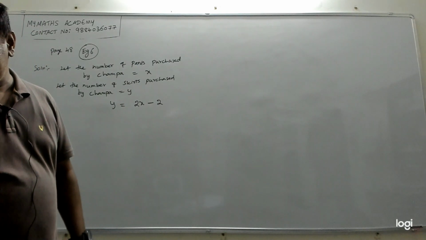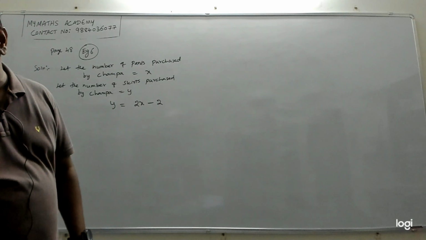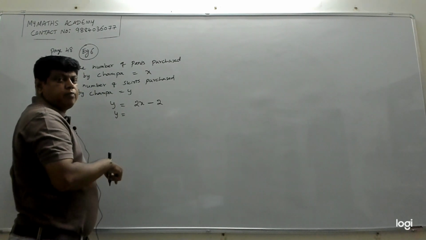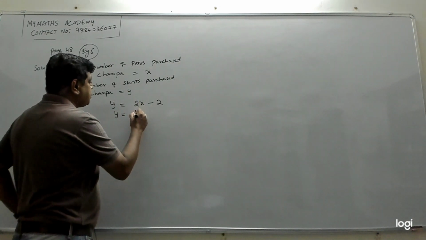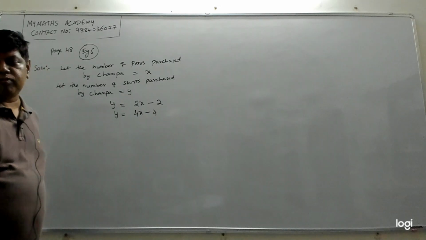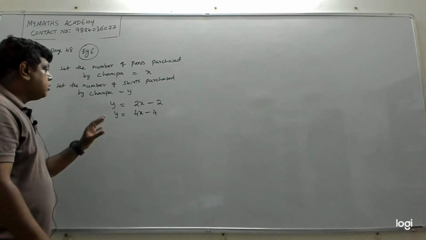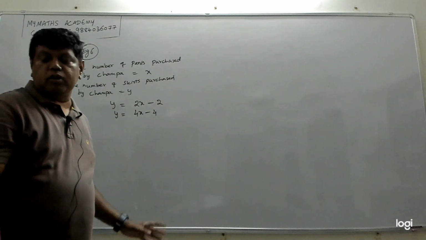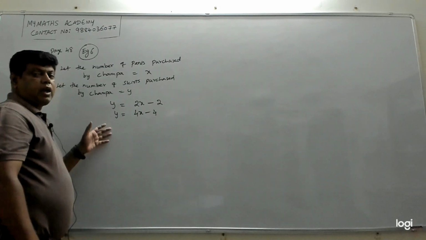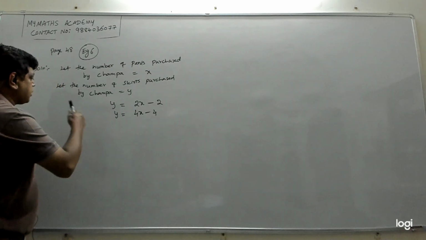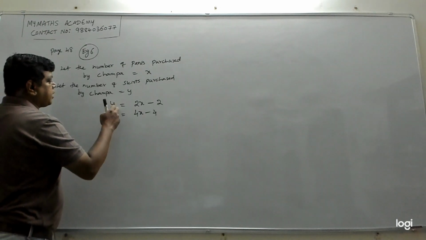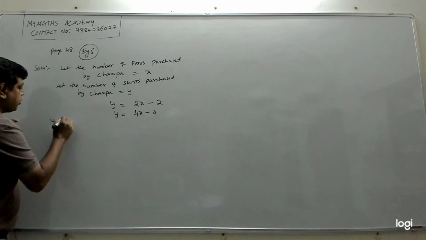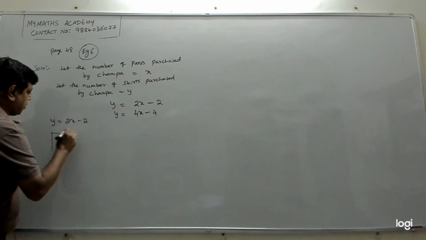The second thing that she said to them was the number of skirts is 4 less than 4 times the number of pants she bought, which means y equals 4x minus 4. Now we need to solve this graphically, which means we need to draw the graph for both of these equations. See, it is already written as y equal to something, so we can directly draw the graph. So y equal to 2x minus 2, we have to draw the graph for this.